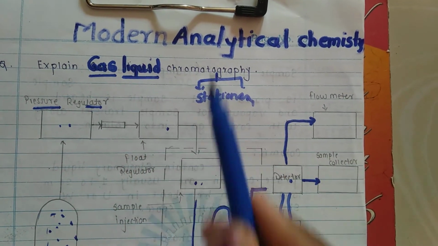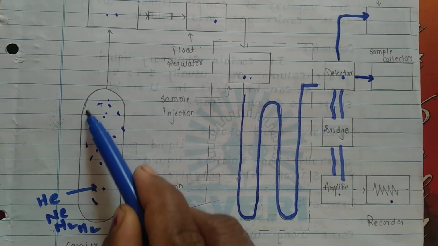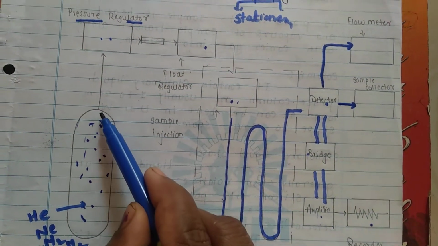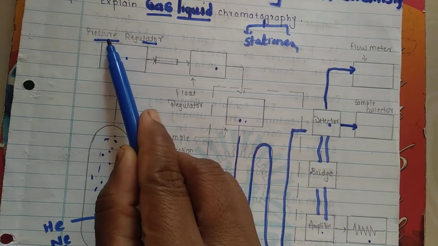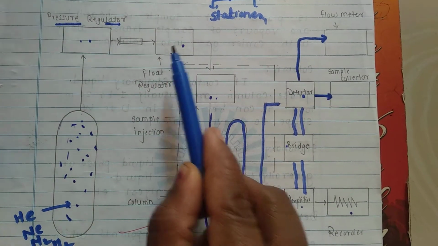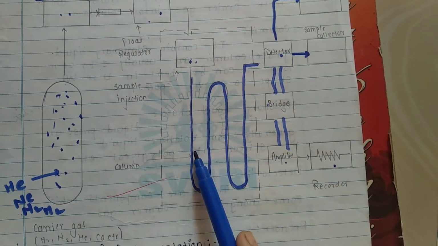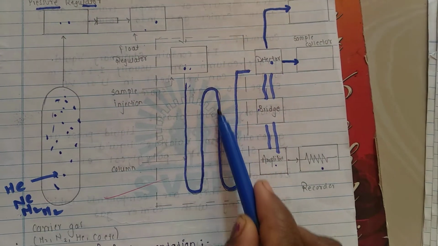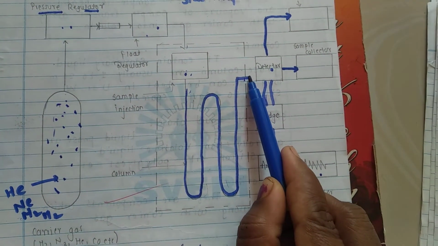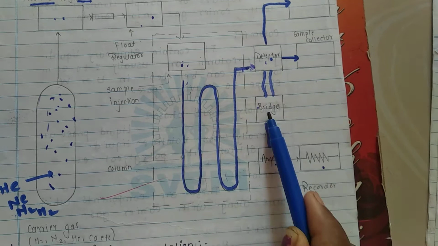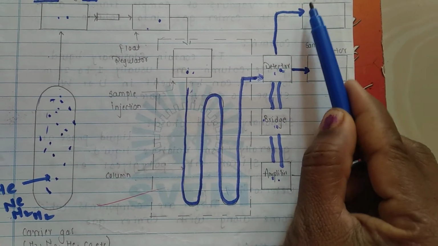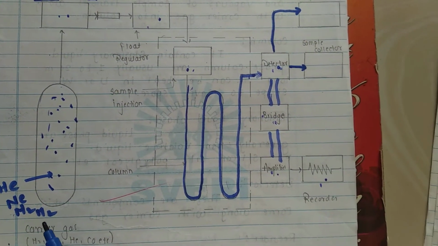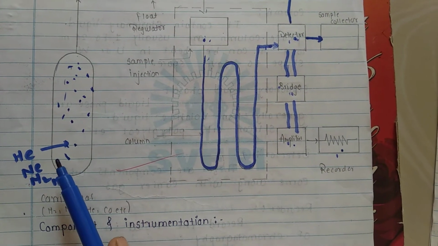In this gas liquid chromatography, here is a cylinder. In this cylinder gas is kept. Then this is a pressure regulator, this is a flow meter, this is a sample injector, this is a column. This blue colored area indicates the column, and from the column to the detector, then bridge, amplifier, recorder. Let us discuss them one by one.